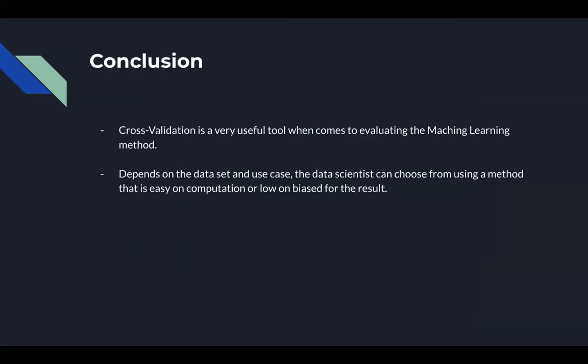Now, to come to a conclusion. Cross-validation is a very useful tool when it comes to evaluating machine learning methods. Depending on the data set and use case, the data scientist can choose a method that is easy on computation or low on bias for the result.